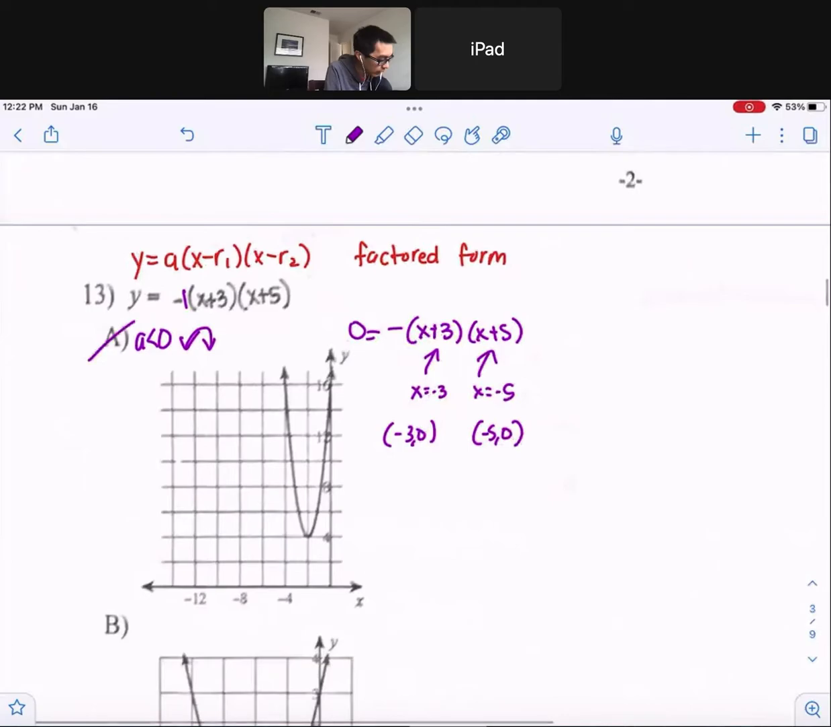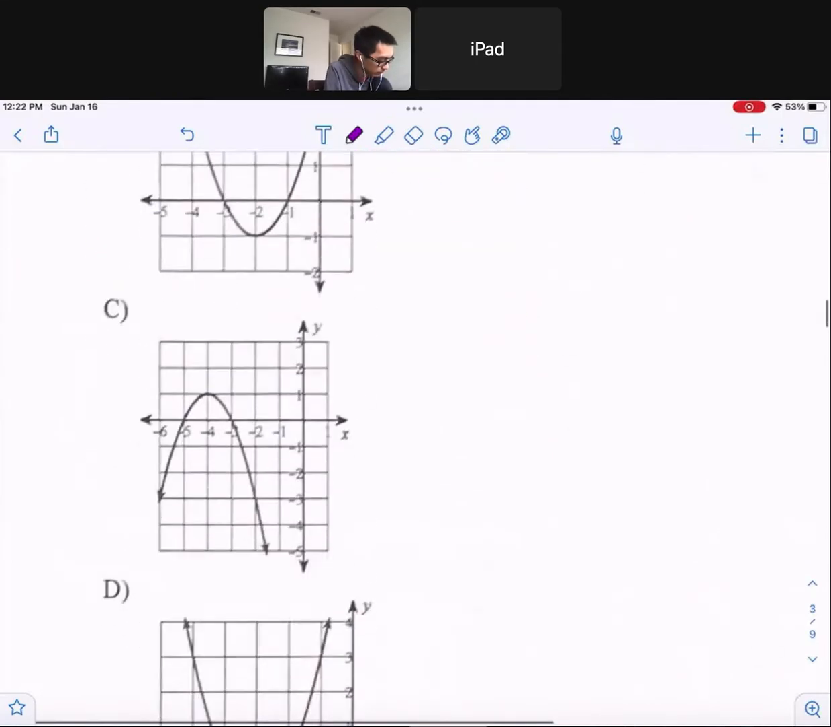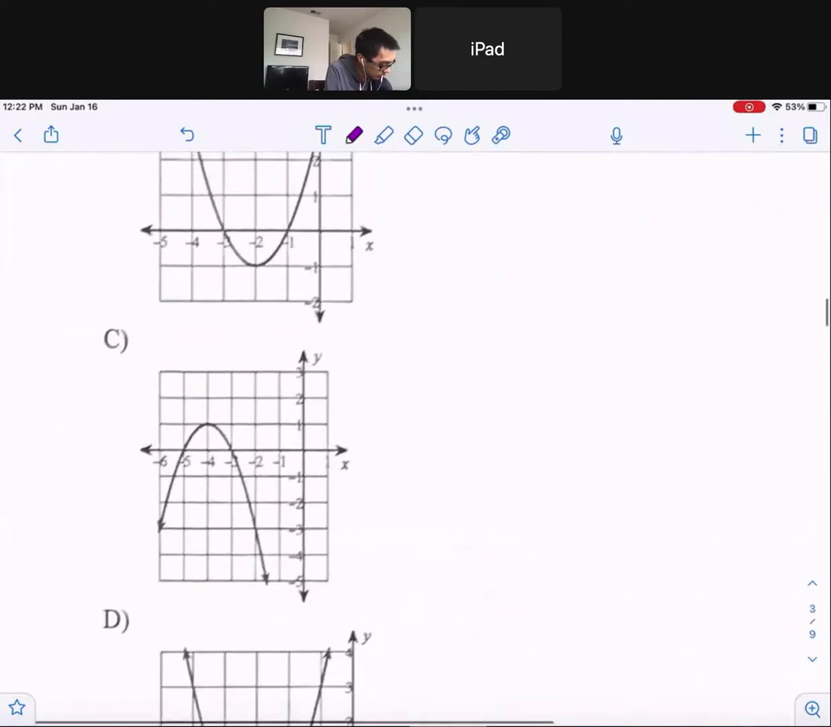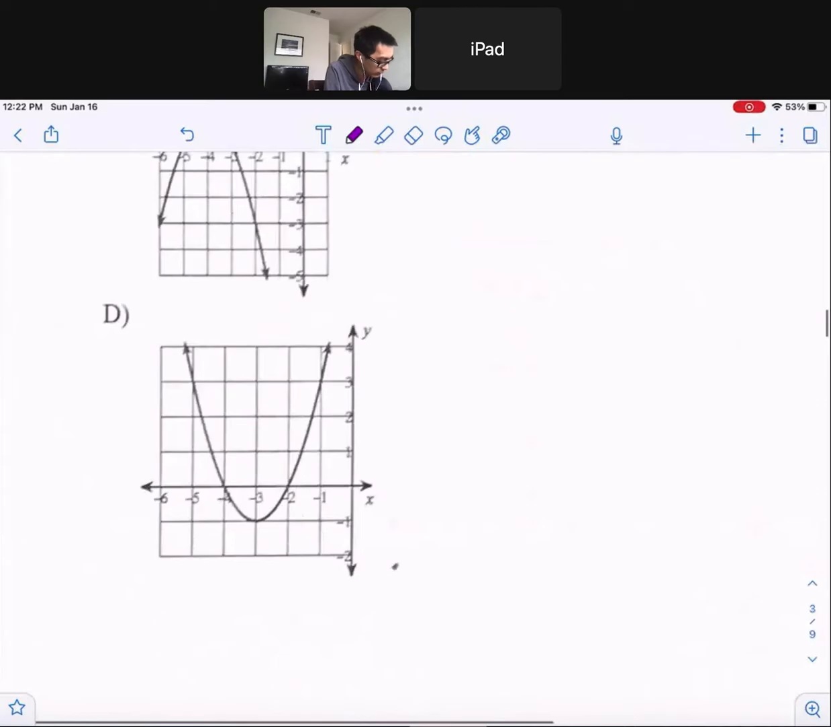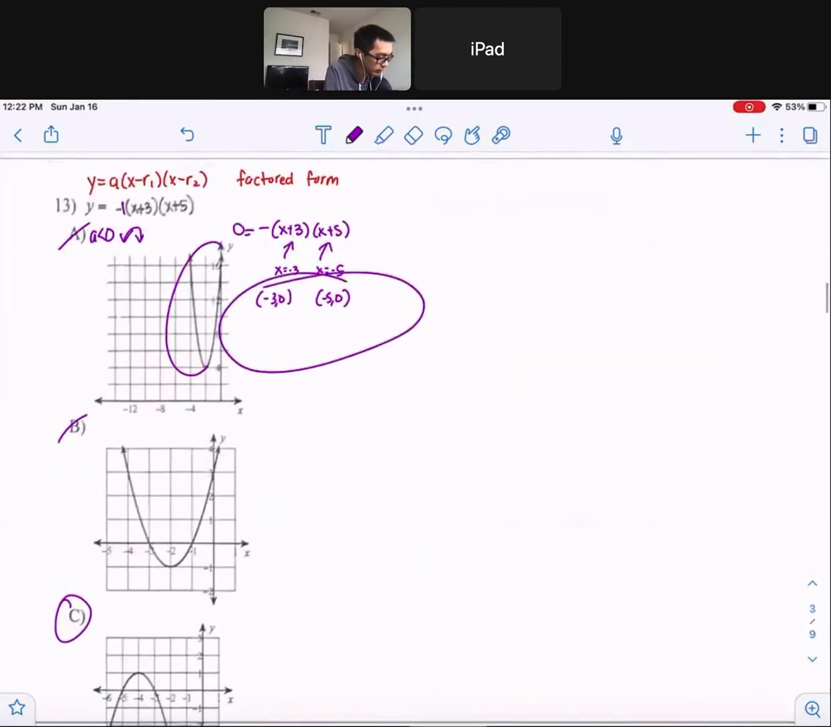So it can't be A because that opens up. It can't be B because that opens up. Now this looks good. It has x-intercepts there, and it opens down, and this one opens up. So it's going to be C. Remember, locate your x-intercepts.